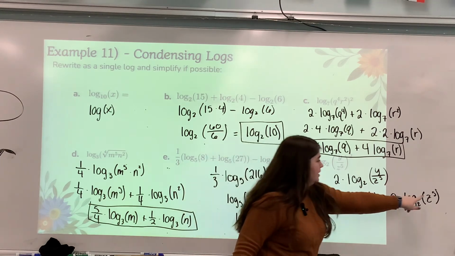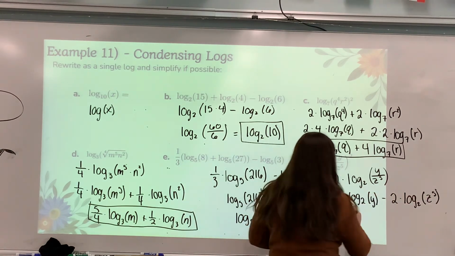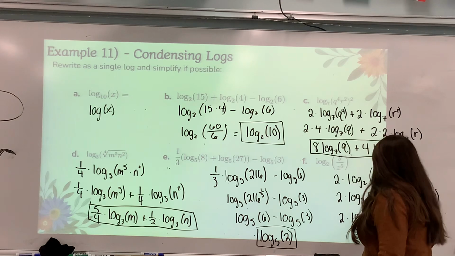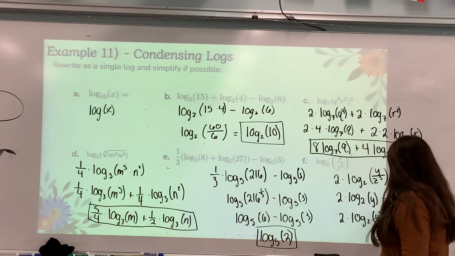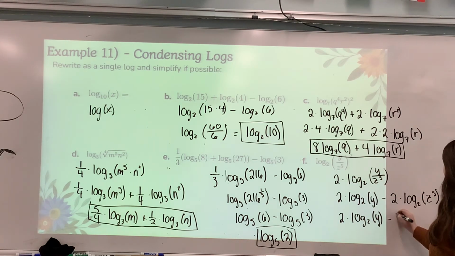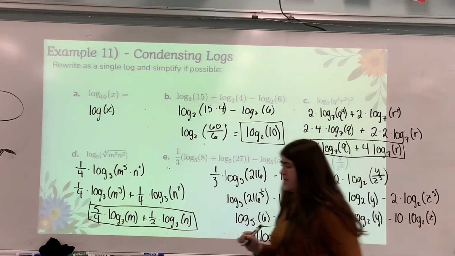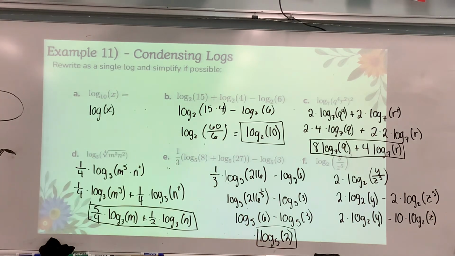So we're going to take that exponent and set it out front. So we have 2 times log base 2 of y carrying through, minus 2 times 5, which is 10, times log base 2 of z. Can that simplify any further beyond that? No. So that is our simplified form. And that is where we're going to stop today.